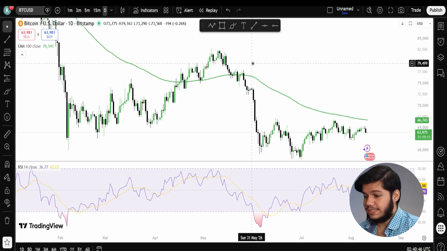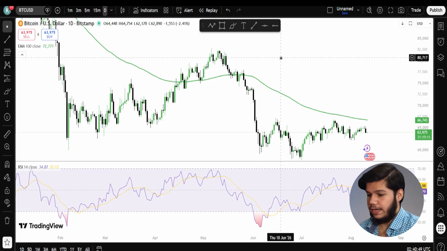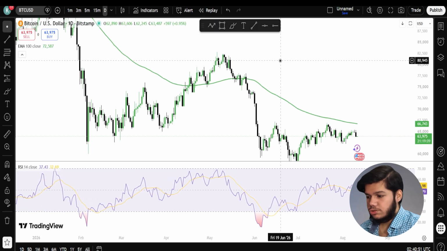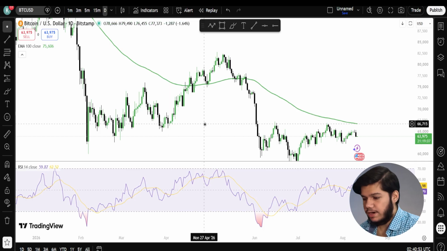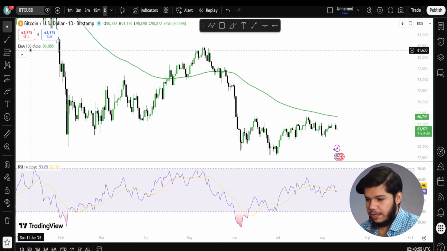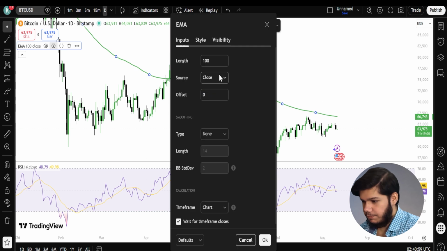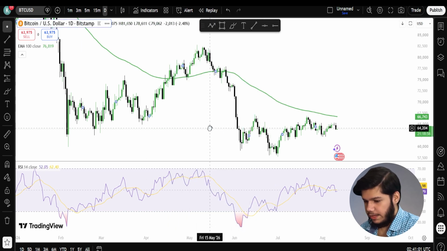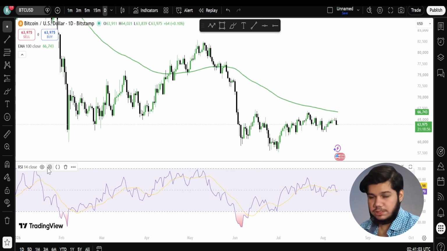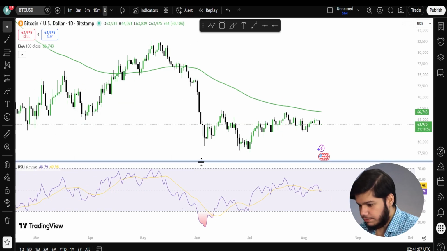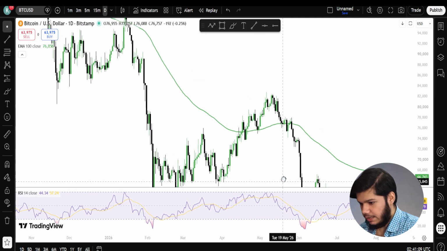Here I am back on the same chart with the indicators on. Now we will see three to four indicators, but the first two are the EMA 100. You can see the styles right here. The input is a 100 EMA, and the RSI is at default settings on TradingView. Now let me show you what the indicators exactly do.